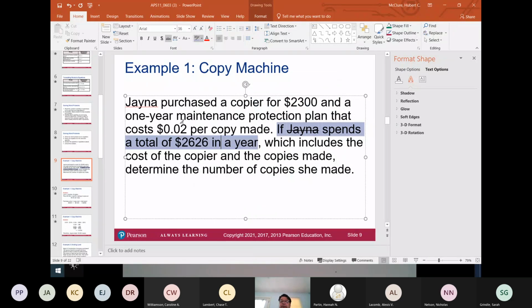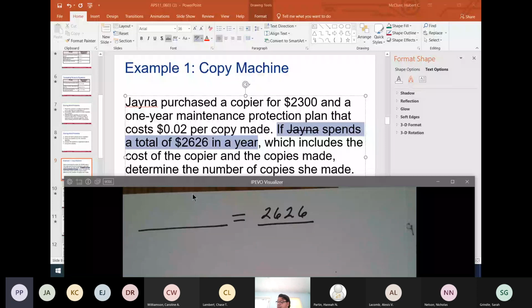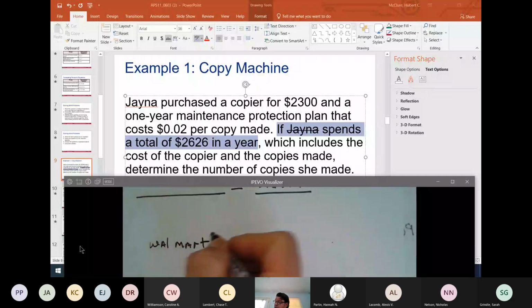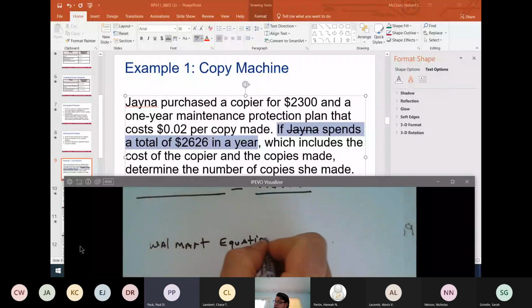Now we've got to set up the left-hand side, and it's going to be made up of this. This is kind of like the Walmart equation. The Walmart equation says what? What does the Walmart equation say? Anybody say something? Mr. Pack, did you say something? Walmart equation. I did.